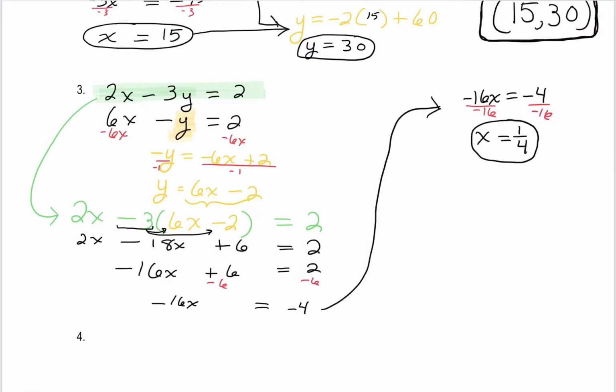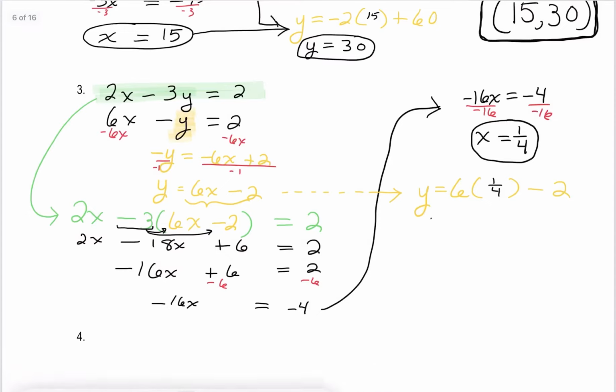Again, we want to go back to that first equation. So go back to that little guy right there. And so y is going to equal 6 times, and then replace the x with the 1/4. And so we're solved for y, so now we just have to do the arithmetic on the right-hand side.